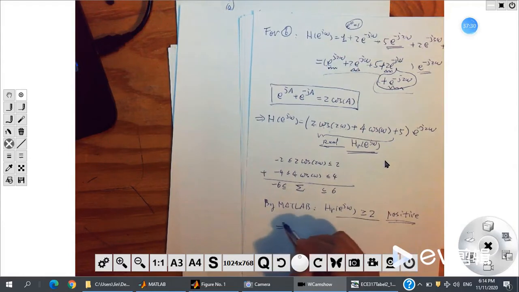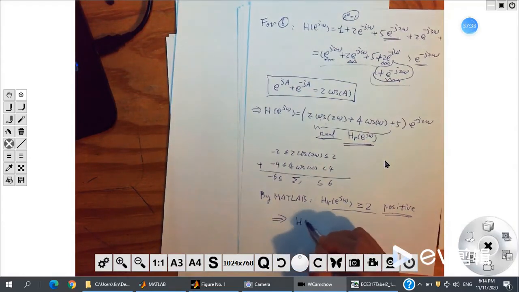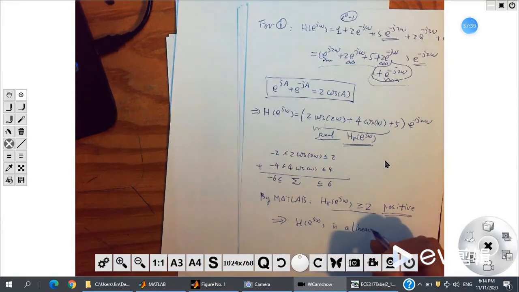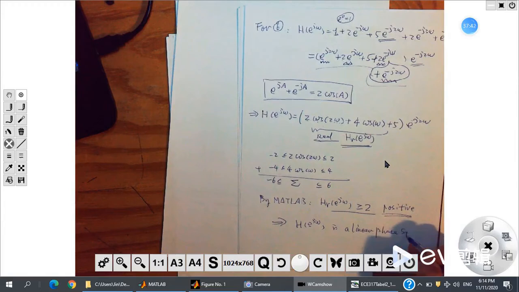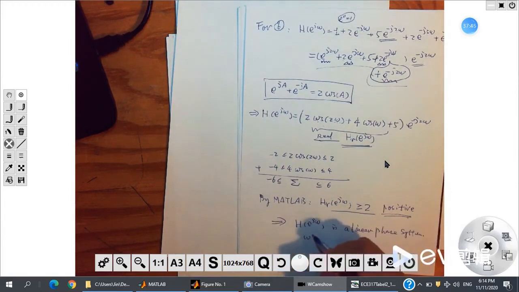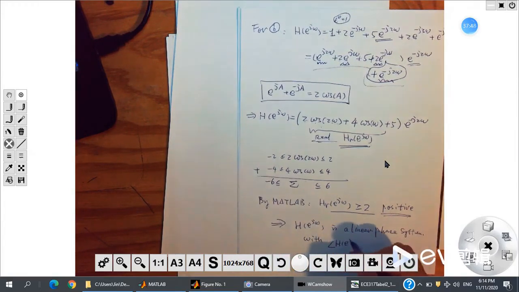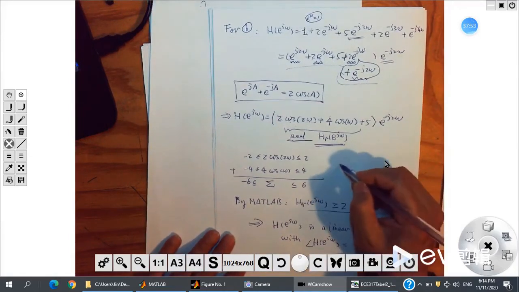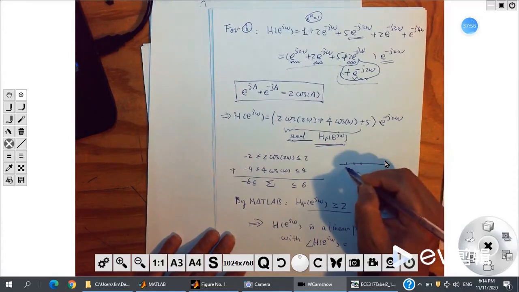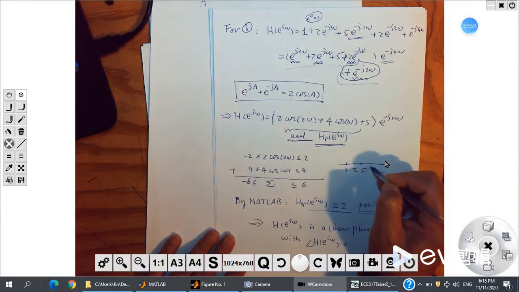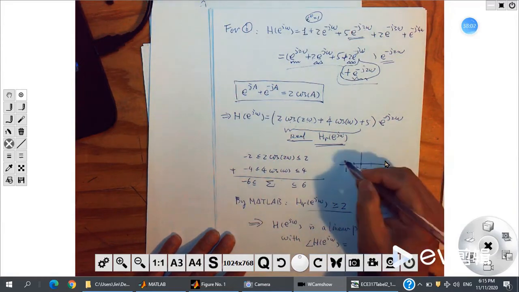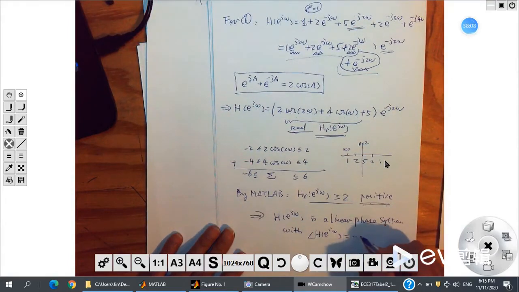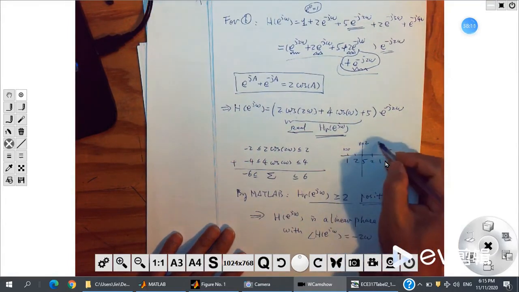So we can say H is a linear phase system with angle. It looks like this, right? I have 1, 2, 5, 2, 1, right? So the center is here. This is n equal to 0. This is n equal to 2. So the center is 2. This is a negative 2 times omega. Right? So alpha equal to 2.